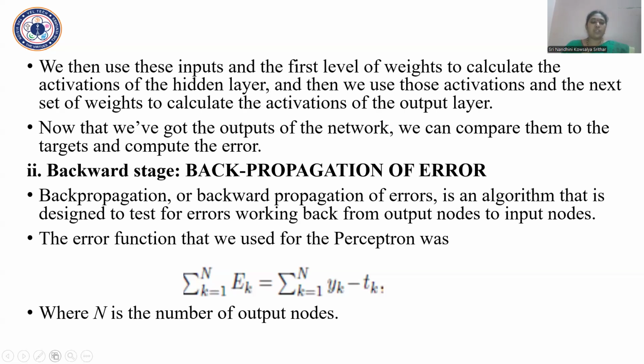The error function that we used for the perceptron was E equal to summation k equal to 1 to n of (yk minus tk). Here n is the number of output nodes, that is, how many nodes are present in the output layer.